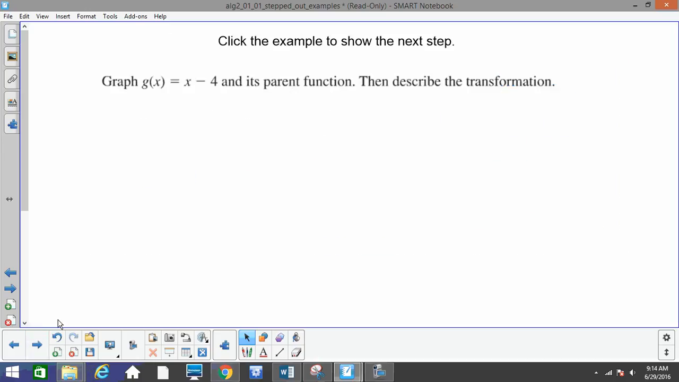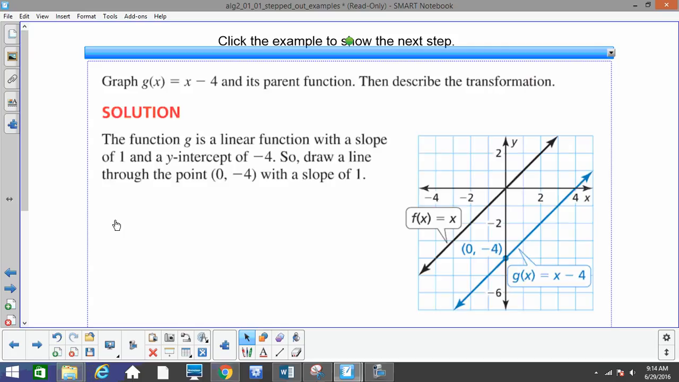All right. We're going to graph x minus 4 and its parent function. Remember, its parent function is just y equals x. It's a linear. It's got a slope of 1, y-intercept of -4. Plot that. Go up 1, right 1, down 1, left 1. Draw a line. You notice that has been just shifted down 4 units.